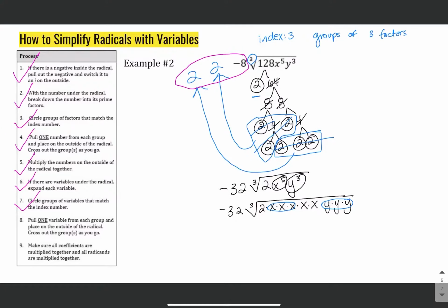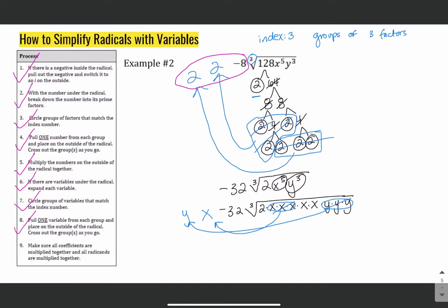Okay, well, I've got 3 x's here, so that means one's going to go on the outside. I've got 3 y's, one's going to go on the outside. All right, I don't have any other groups, so I don't need to cross out anything else. So that was step 8.